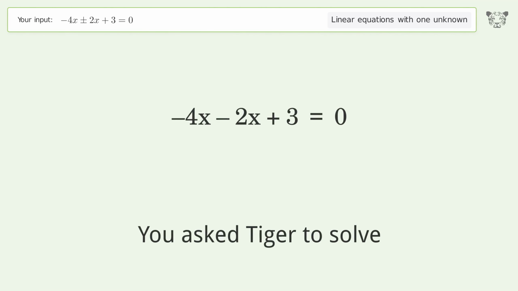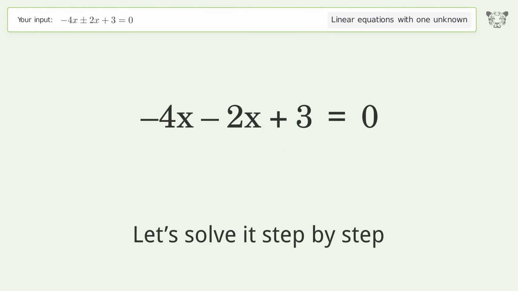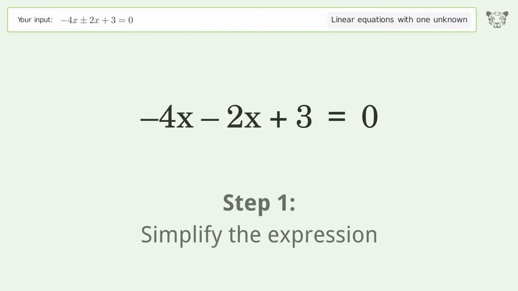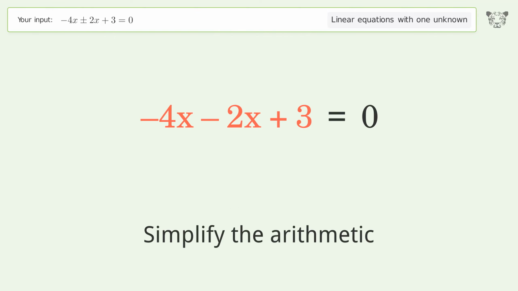You ask Tiger to solve. This deals with linear equations with one unknown. The final result is x equals 1 over 2. Let's solve it step by step. Simplify the expression. Simplify the arithmetic.